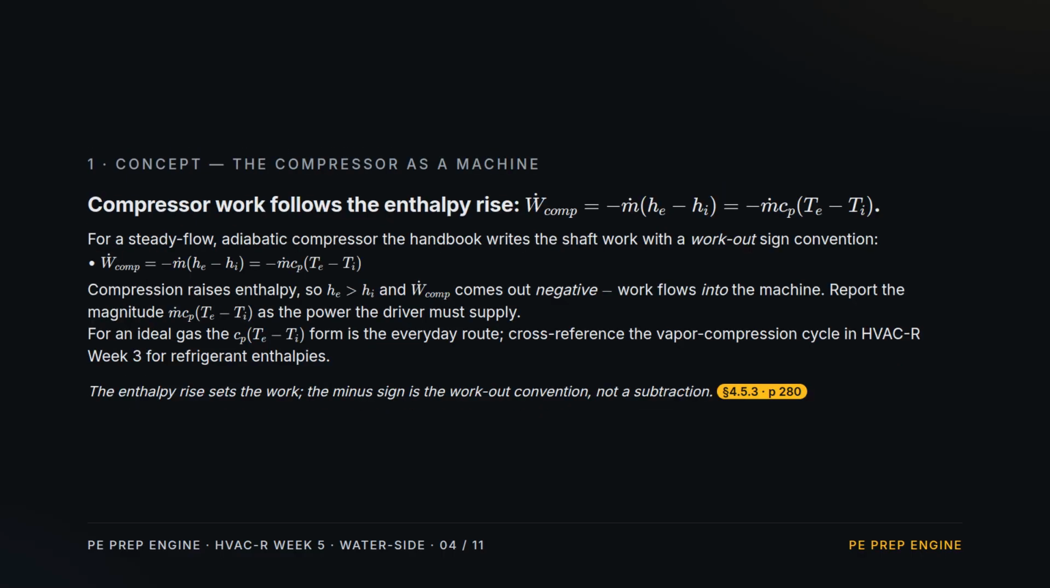Concept 3. The compressor as a machine. Its shaft work follows the enthalpy rise, and for an ideal gas, that's specific heat times the temperature rise. The handbook prints it with a minus sign, a work-out convention. So for compression, the number comes out negative, meaning work flows in. Report the magnitude as the driver power. For refrigerant enthalpies, cross-reference Week 3.